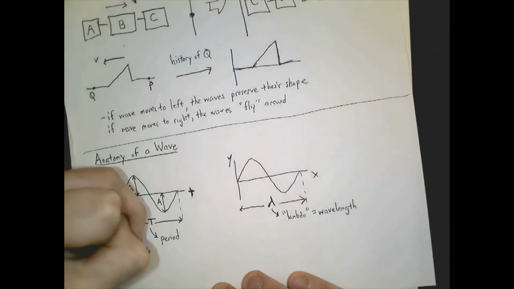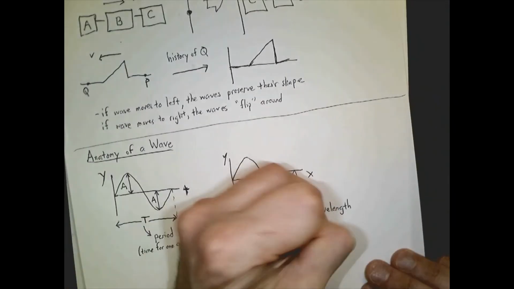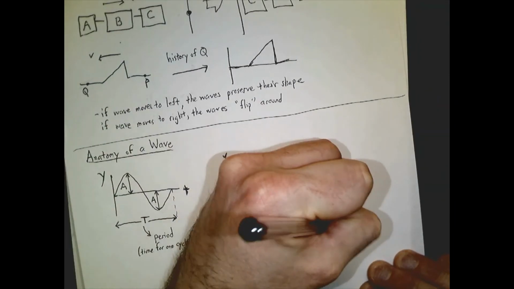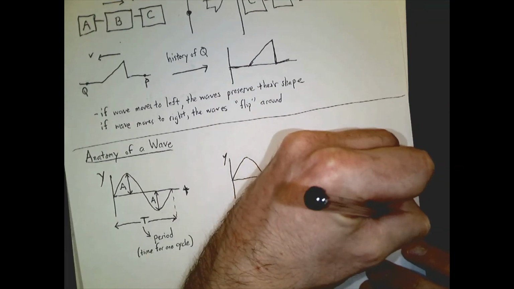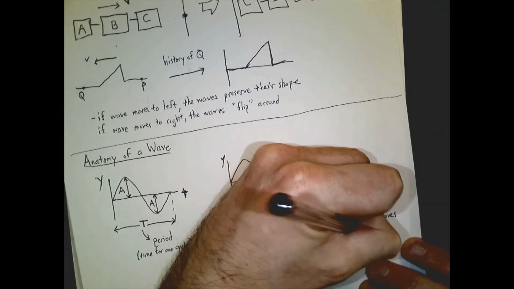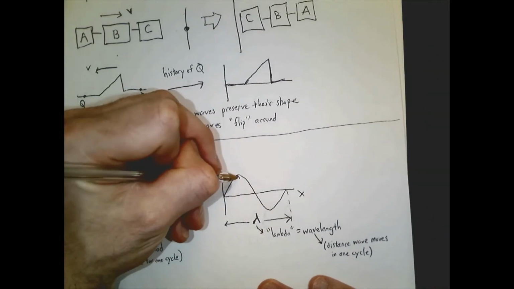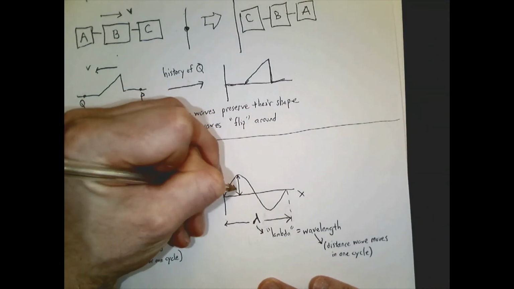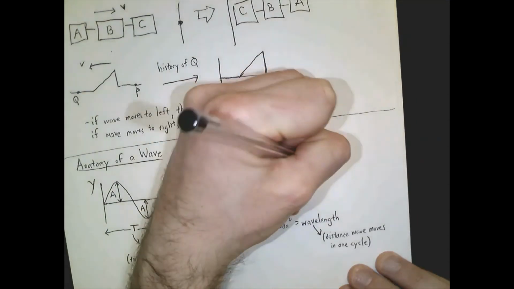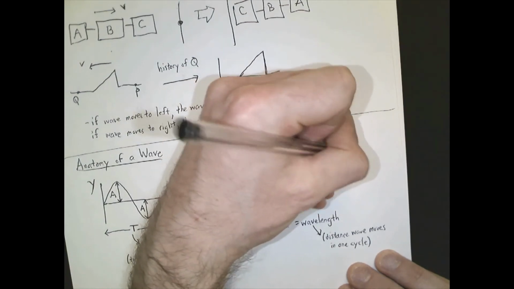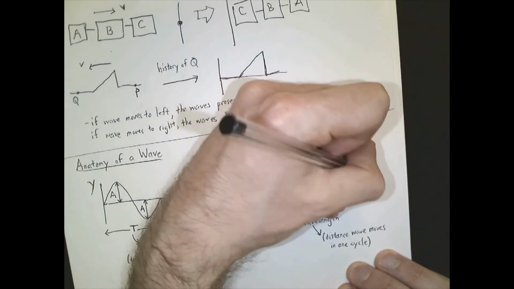So again, the period is the time for one cycle. The wavelength is the distance the wave moves in one cycle. The amplitude of our snapshot graph is still A. So both kinds of graphs have the same amplitude.